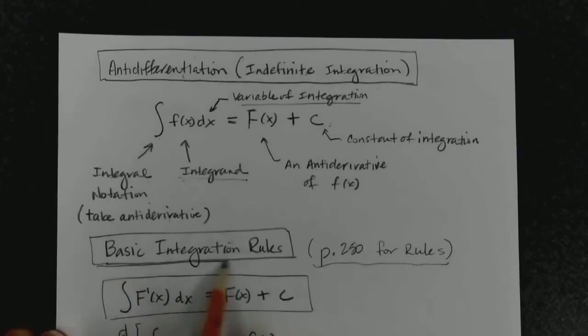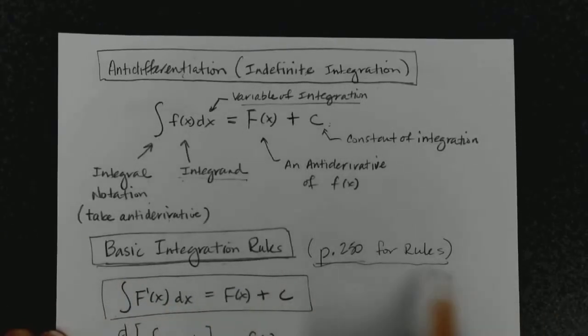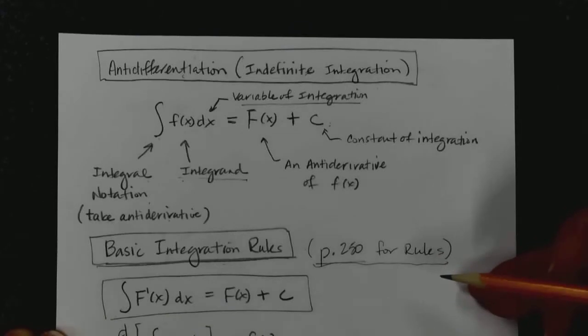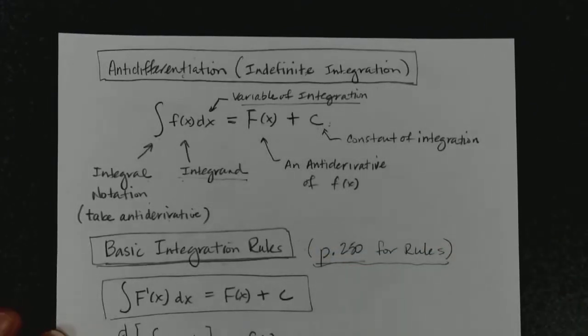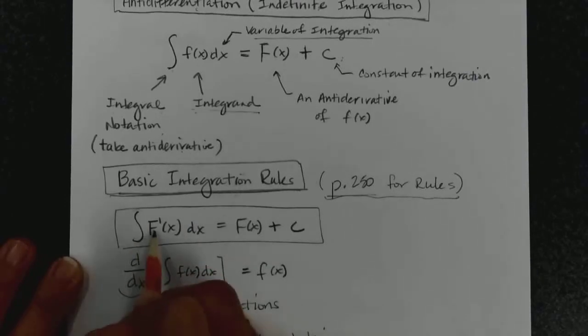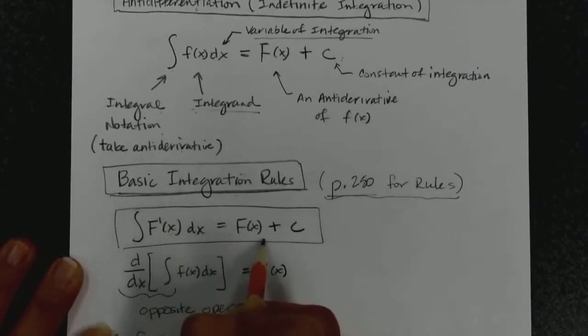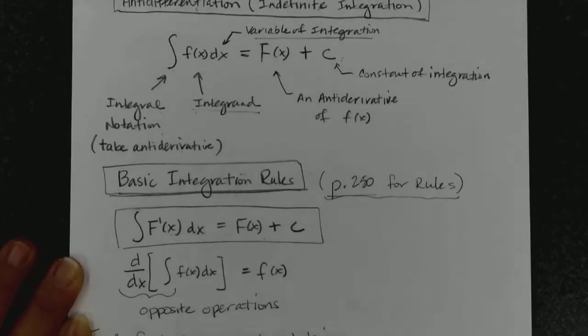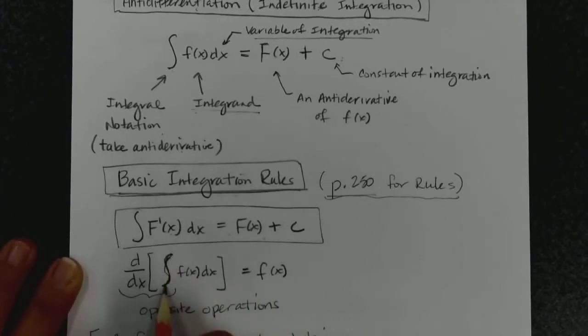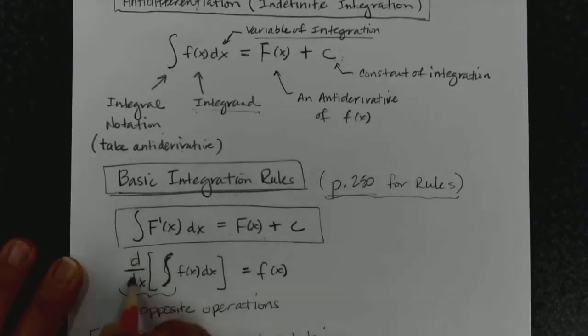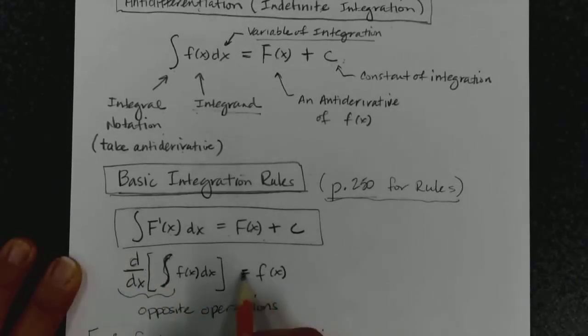Now the basic integration rules are on page 250. I'm not going to list all of them right now. We will talk about this on Tuesday, the next day, but all the rules are there. If you notice, the integral of F prime of x dx is F of x plus C. If I am given the integral, which is the antiderivative, and I ask you to take the derivative of the integral, these two are opposite operations, and your answer would be just what the integrand was.